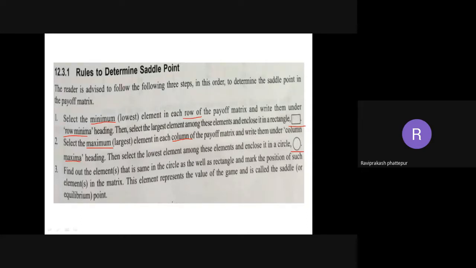Third one, find the elements that are the same in the circle as well as the rectangle and mark the position of such elements in the matrix. This element represents the value of the game and is called the saddle or equilibrium point. We'll see this in a problem, then you'll understand.